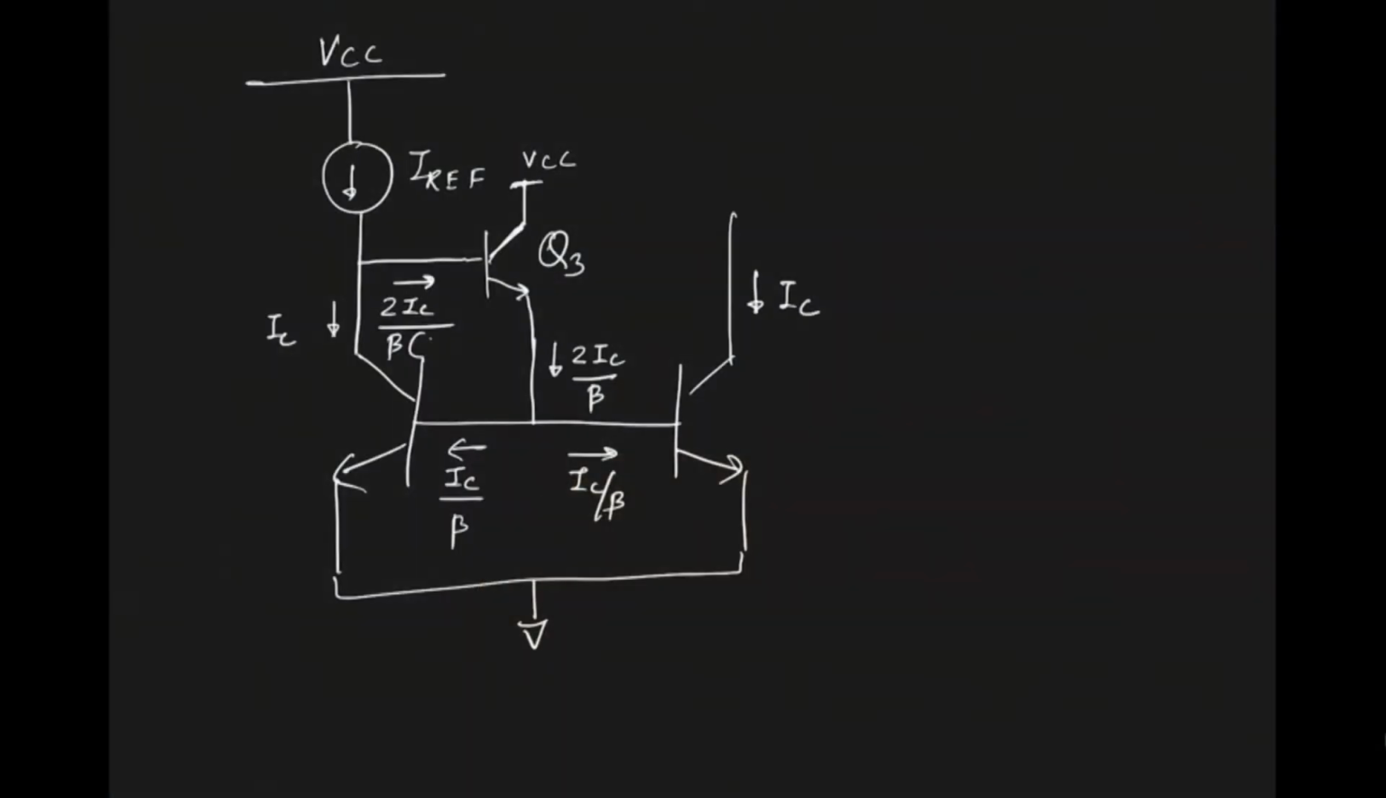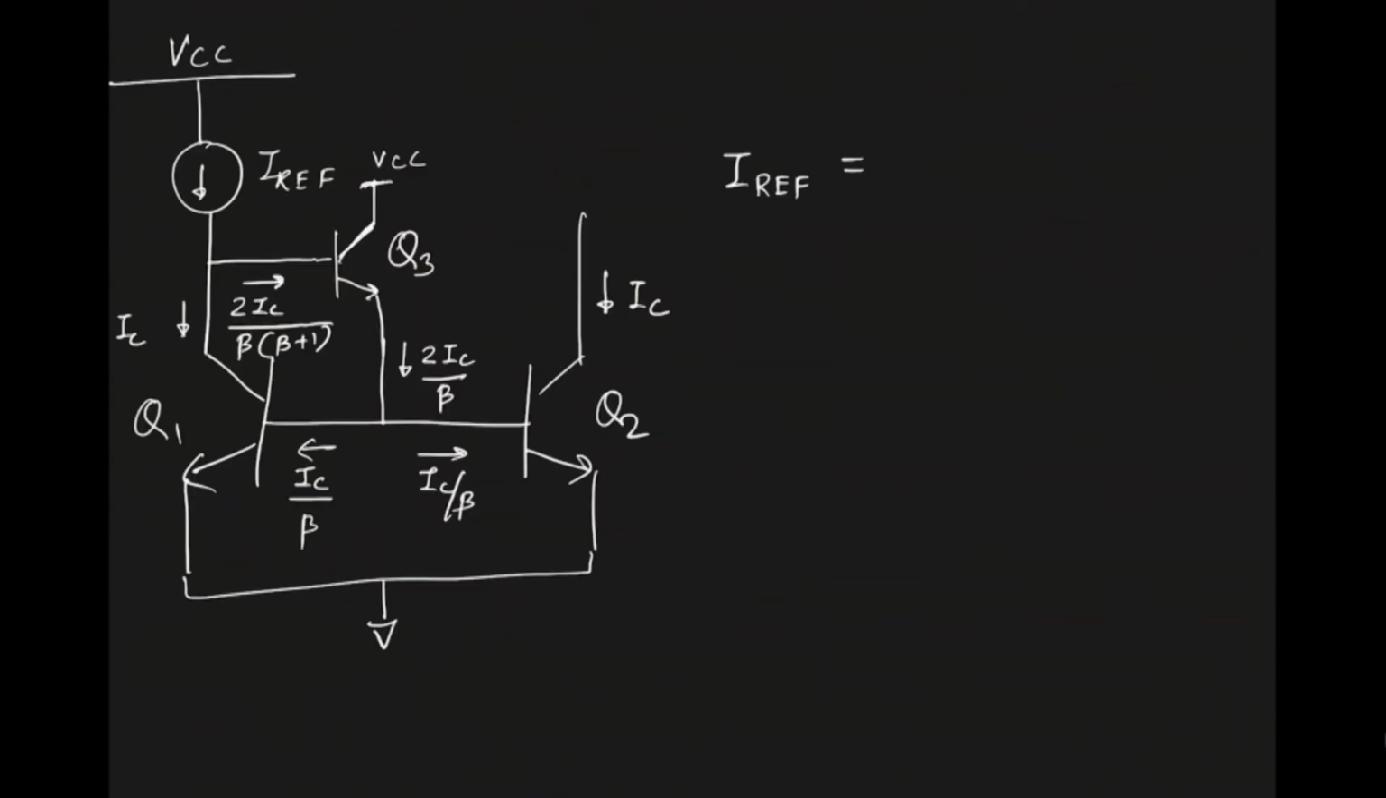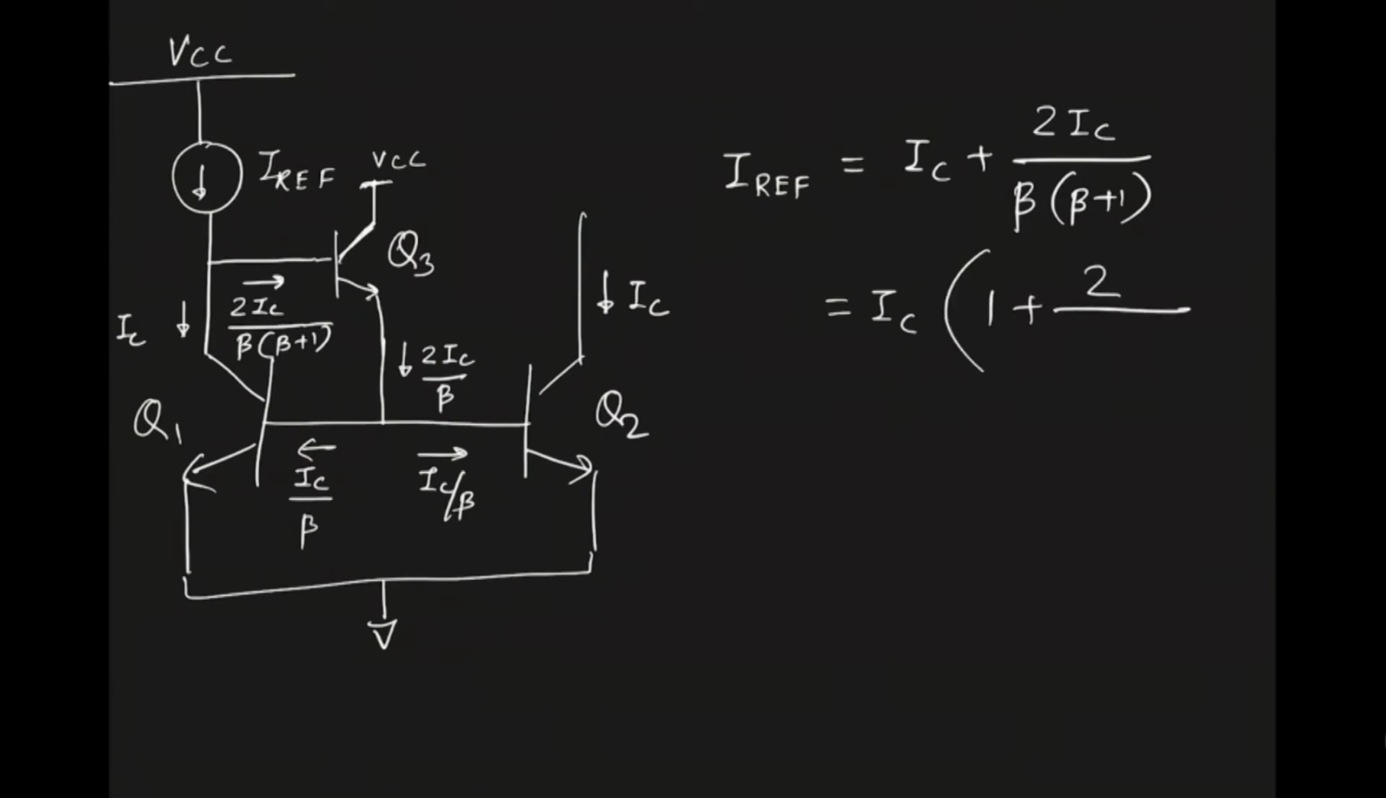So if you're looking at the ratio between emitter current and base current, there is always a beta plus 1 effect, not a beta effect. Okay. So what you will see is 2IC divided by beta and divided by beta plus 1. So that would be the error that we have to support through IREF. And so in this particular case, you can write an equation. IREF will be equal to IC plus 2IC divided by beta multiplied by beta plus 1. Now we can rewrite the equation, which is equal to IC times 1 plus 2 divided by beta times beta plus 1. Okay.